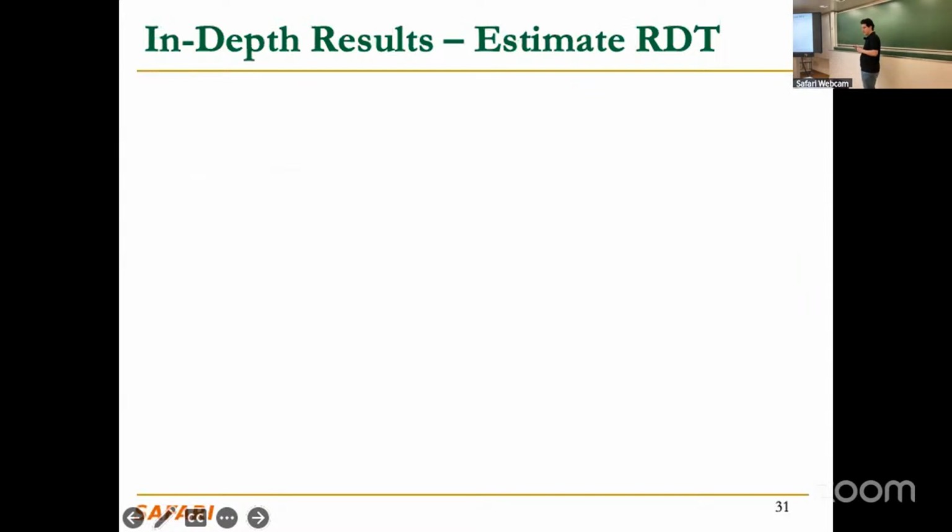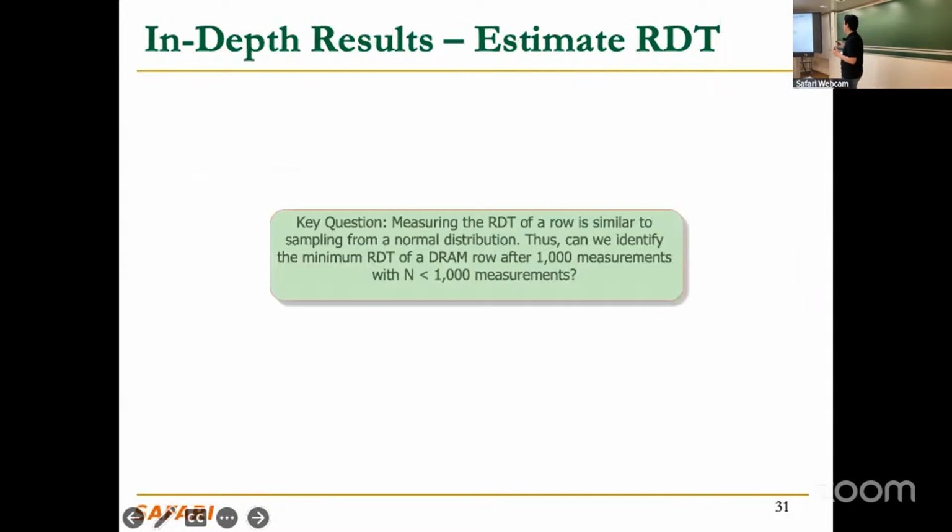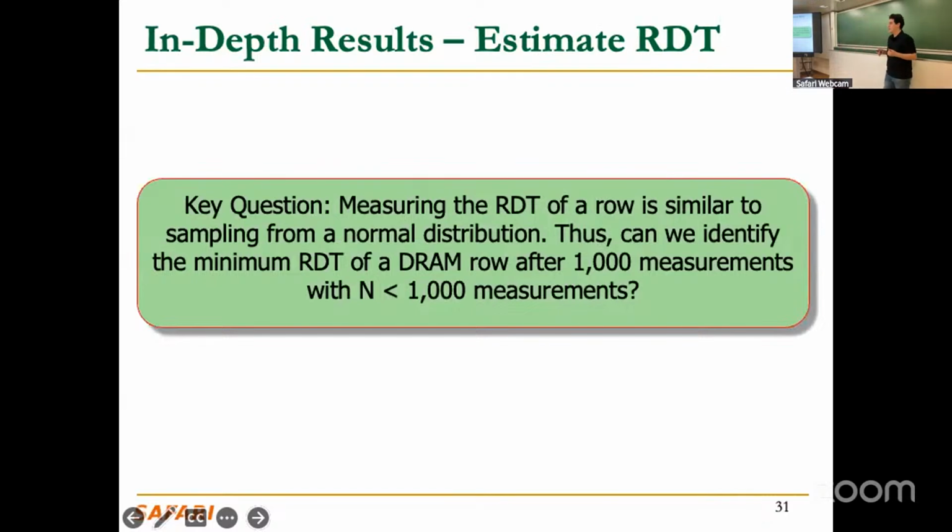And the researchers next wanted to ask a key question. Measuring these threshold values is similar to sampling from a normal distribution. So can we identify the minimum threshold of a ReRAM row that it exhibits after 1,000 measurements by doing maybe fewer than 1,000 measurements? Is this a possibility? They wanted to look into this.